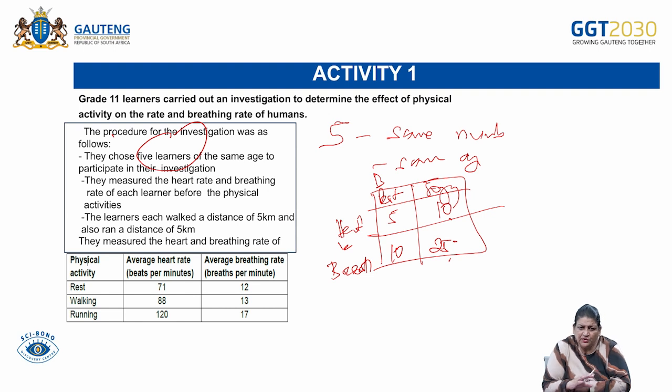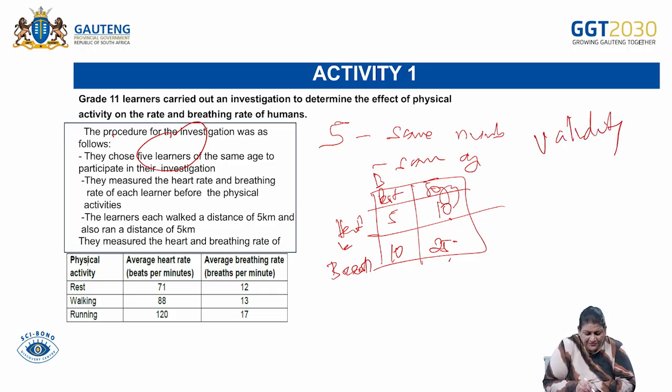So they just wanted to see if you're just walking for 5 kilometers. So they kept the distance the same, they kept the age the same, and they also made them do the same type of exercises, and they also kept the same sample size. So all this business of same size, same kilometers, same learners, it all contributes to what we call validity in an investigation. So here's the physical activity, learners. The person is resting, then they counted.